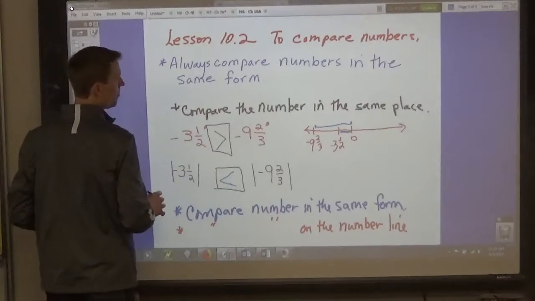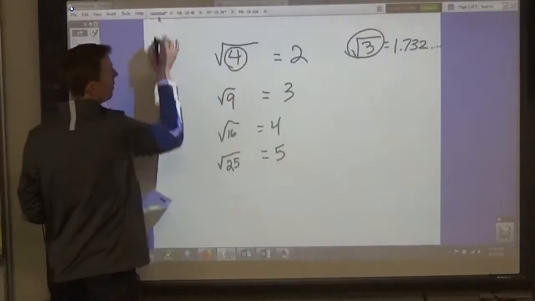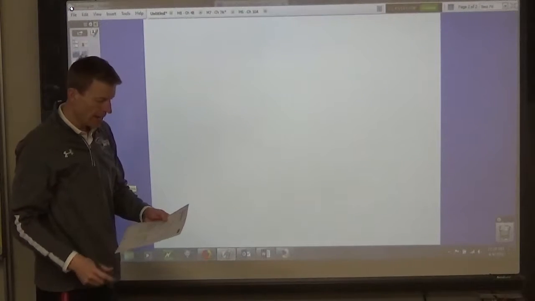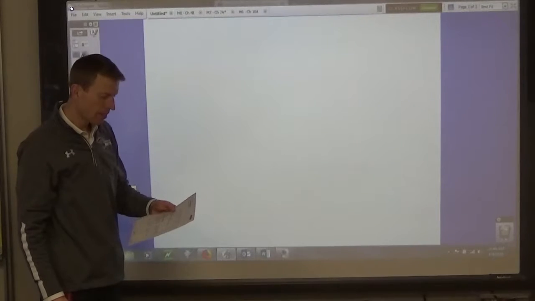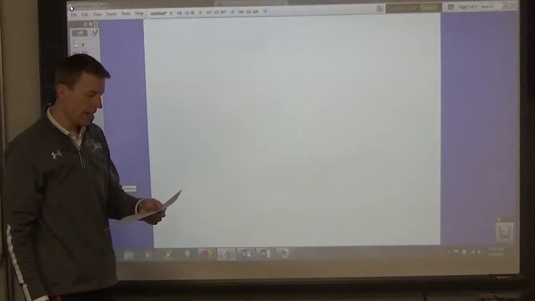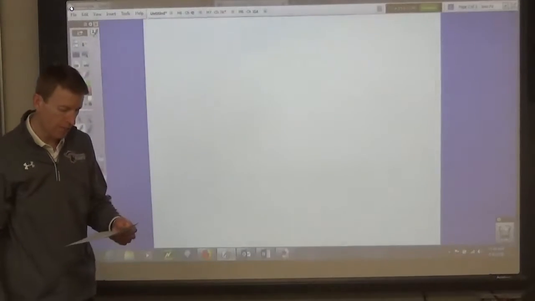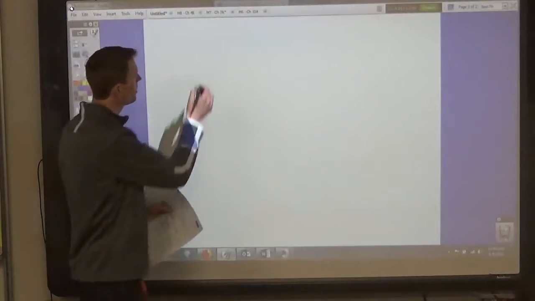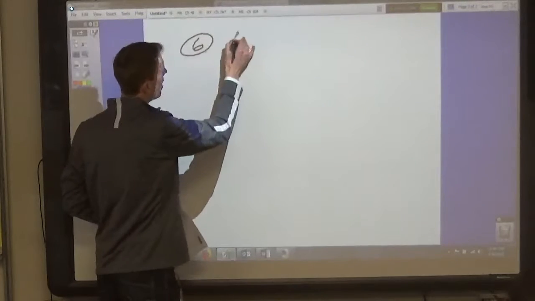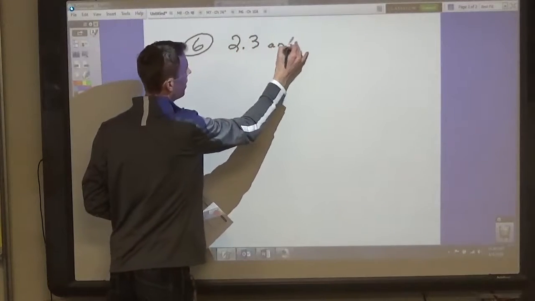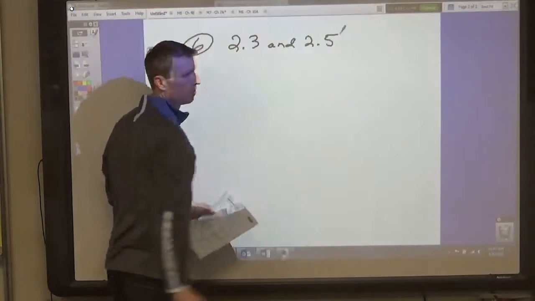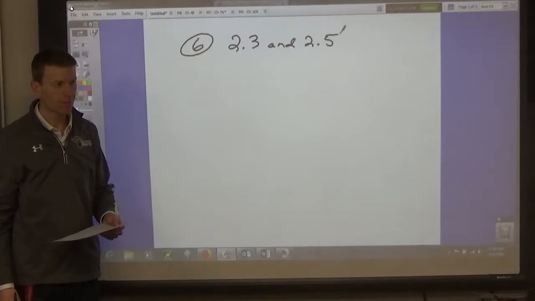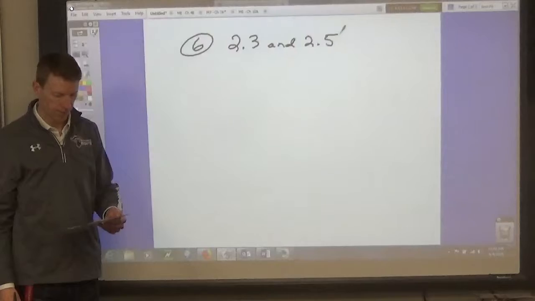Okay? So, take a look at the back side of the worksheet. And it says on the number line, number 16, find a rational number that's between two given numbers. Okay? So, number 6, how would you find a rational number between 2.3 and 2.5 on the number line? What would you have to do?